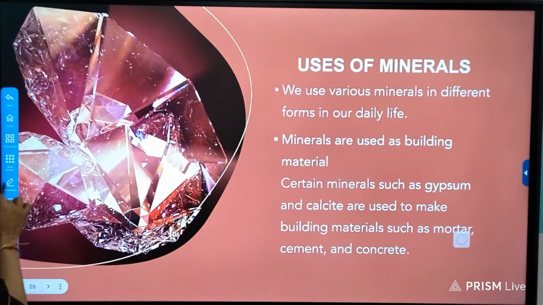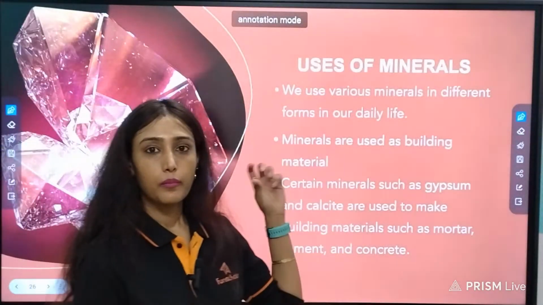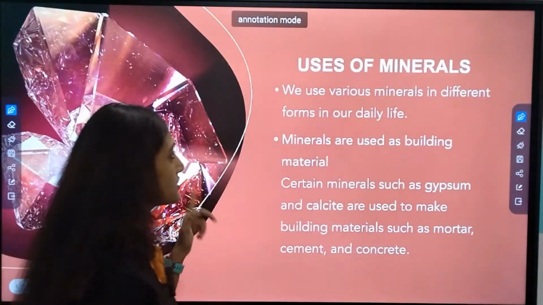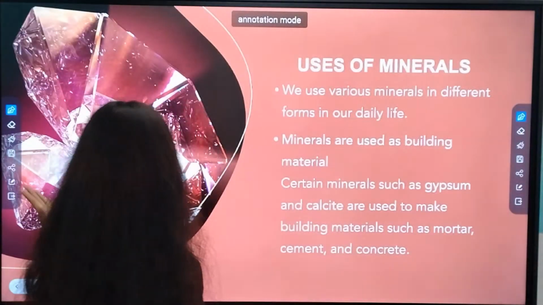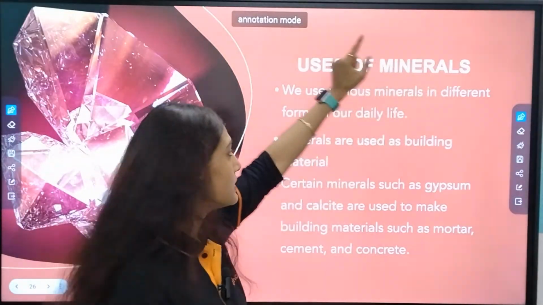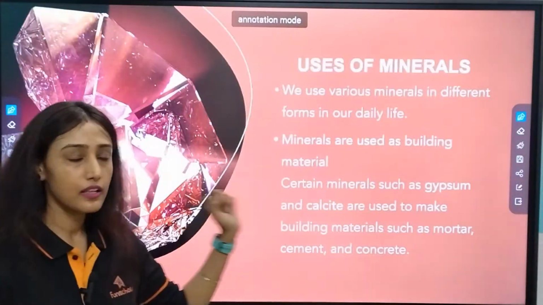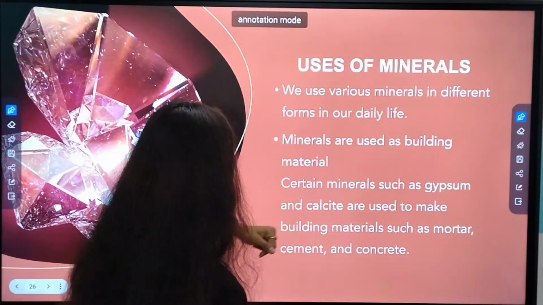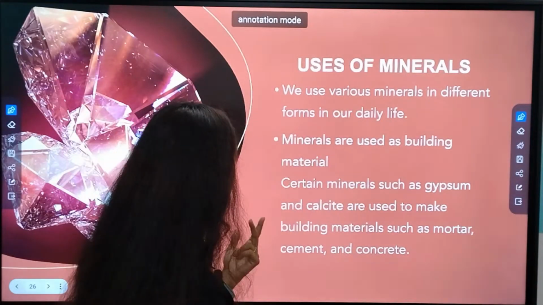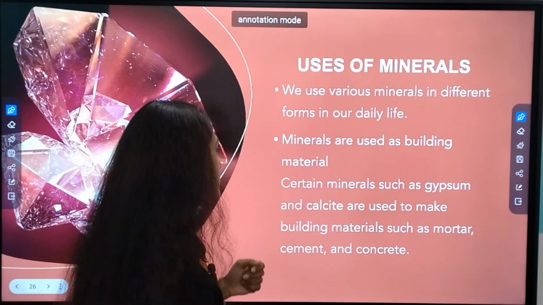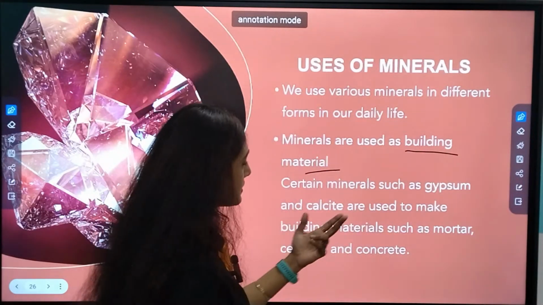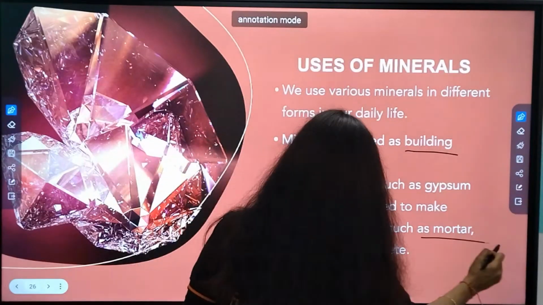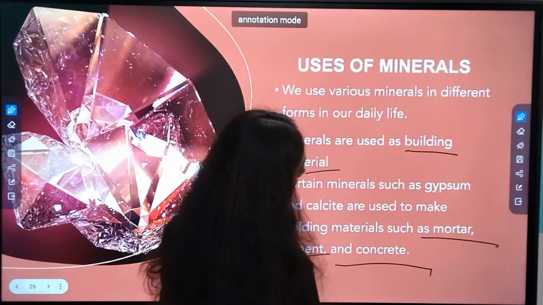Now uses of minerals. The uses of minerals, mostly you have learned in your food and health chapter, so you can watch that video again. Apart from that, just now you have seen uses of minerals: magnets, building material, then cement making, etc. So let's see what is given. We use various minerals in different forms in our daily life. Minerals are used as building materials. Certain minerals such as gypsum and calcite are used to make building materials such as mortar, cement and concrete.